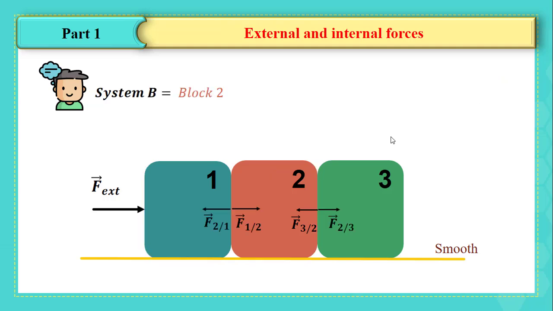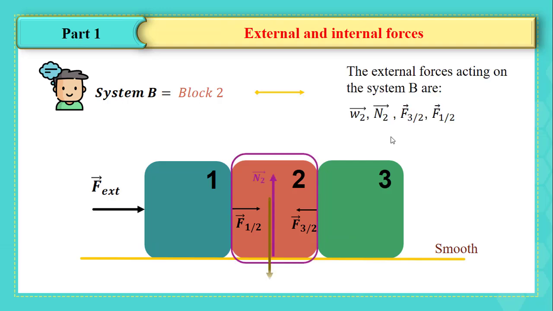Now, if we take the system to be only block 2, the external forces are W2 and N2, F3 on 2, and F1 on 2. Here, all the forces acting on block 2 are considered to be external.